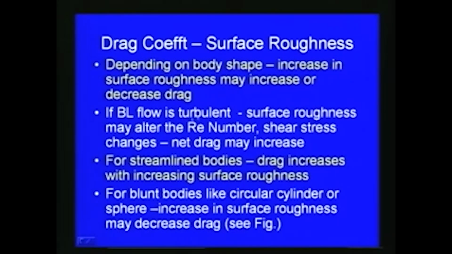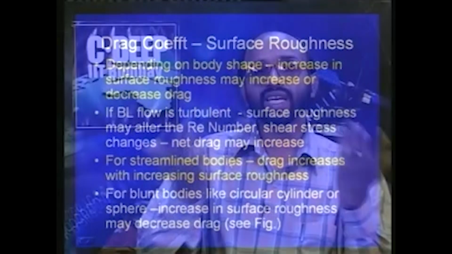If the boundary layer flow is turbulent, then experiments show that the surface roughness may alter the Reynolds number and the shear stress changes, and the net drag may increase. For streamlined bodies like the airfoil, we can show that the drag increases with increasing surface roughness. So, to reduce the drag, we have to keep the surface of a body like an airfoil much smoother, so that the drag can be decreased.